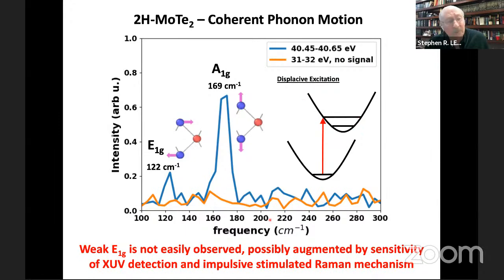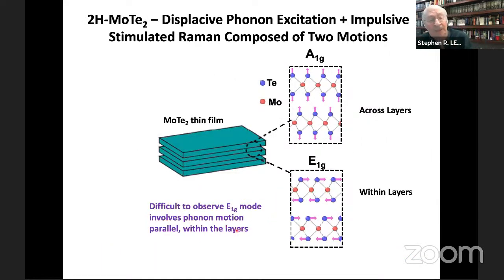Okay, so what are those two modes in a material like molybdenum telluride? Well, the A1G mode is when we have this compressive elongating wave across the layers of the 2D layered material. And the E1G is when we have these waves of modes along the layers. And normally the E1G is very difficult to observe. It's rarely observed, but it turns out the XUV is so sensitive to these motions and the changes in absorbance that the E1G shows up very, very clearly in this case.